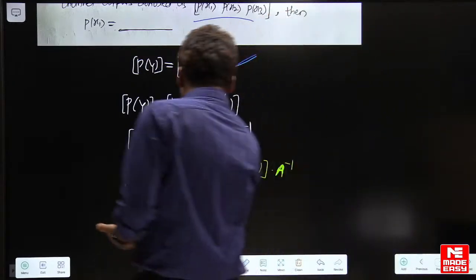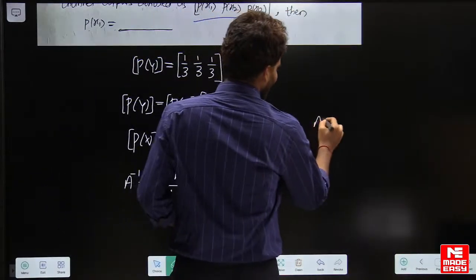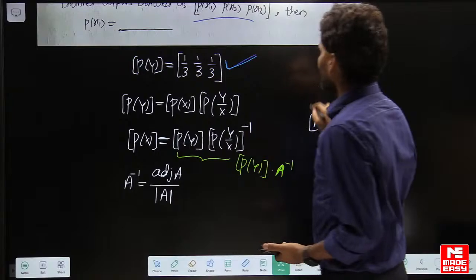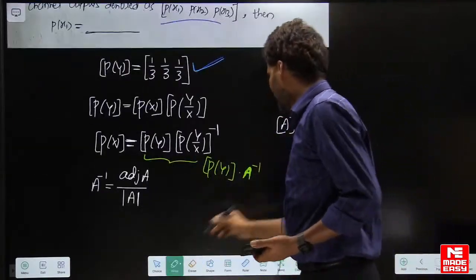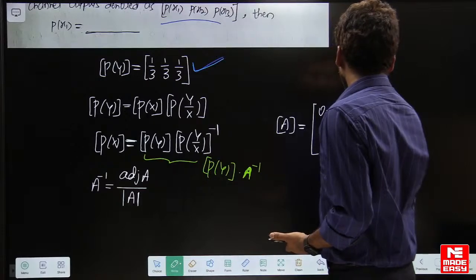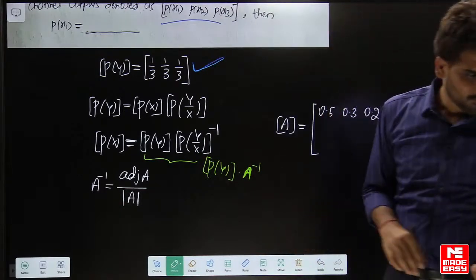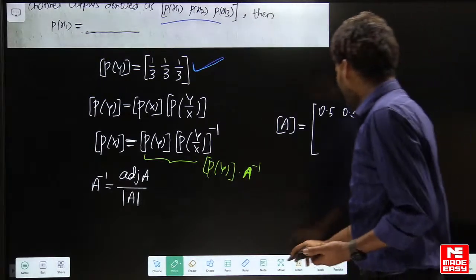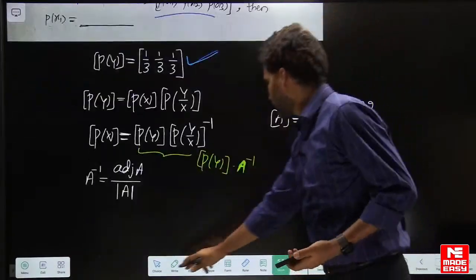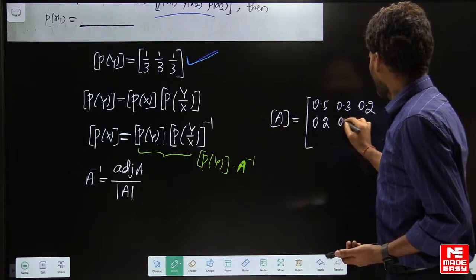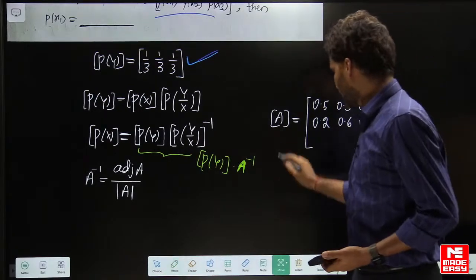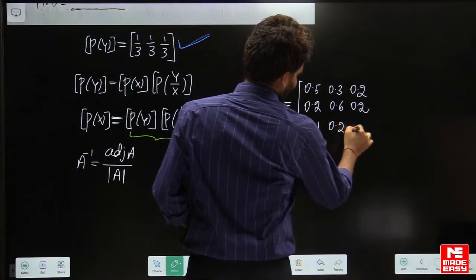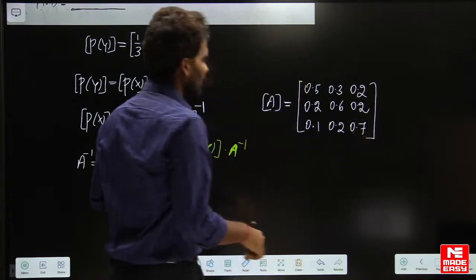Okay, now let me write this matrix A here. That is given as 0.5, 0.3, 0.2. Anshman is saying 8 by 15, okay, let's check. Then 0.2, 0.6, 0.2, next 0.1, 0.2, 0.7. It is Py by x, I am denoting it with A.